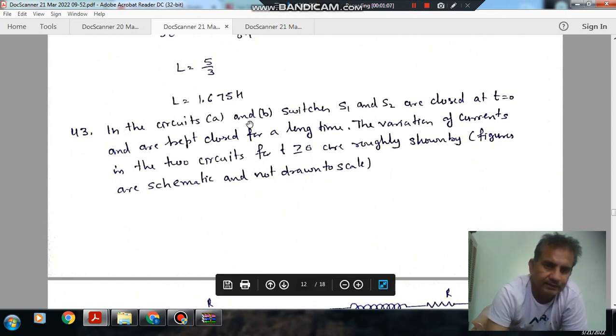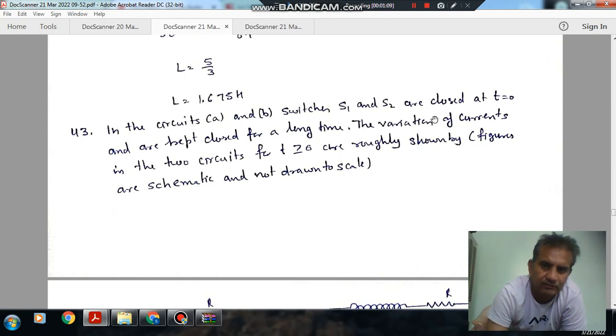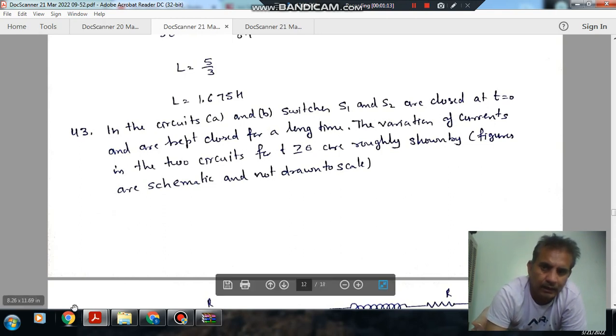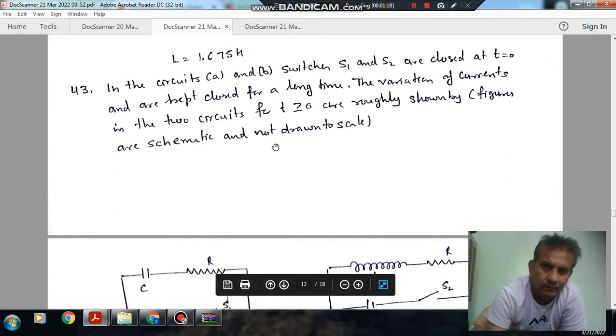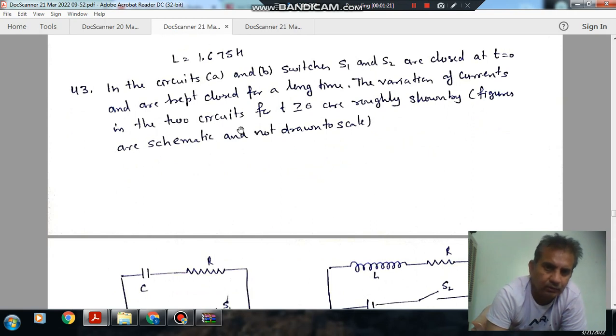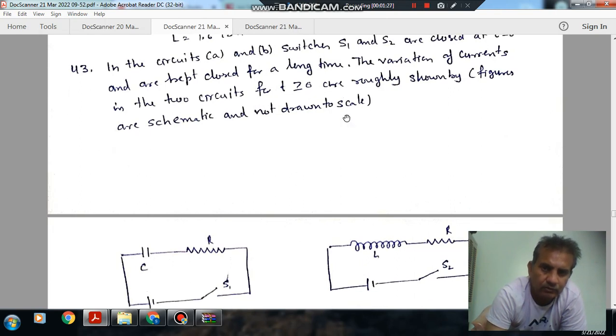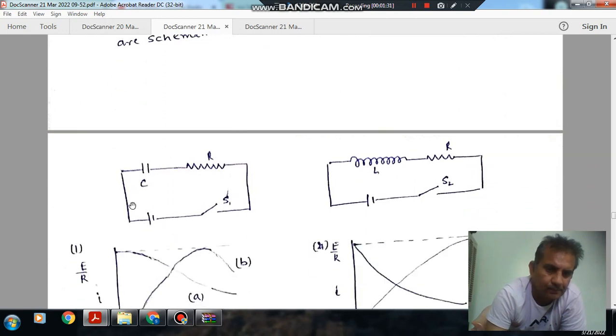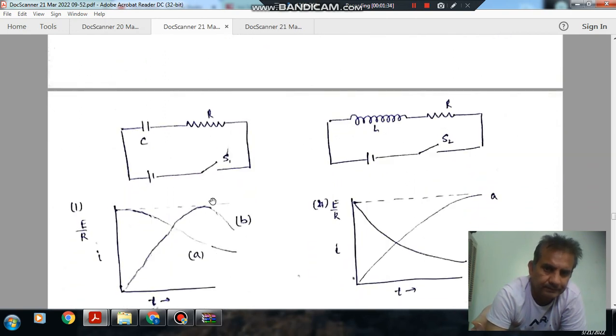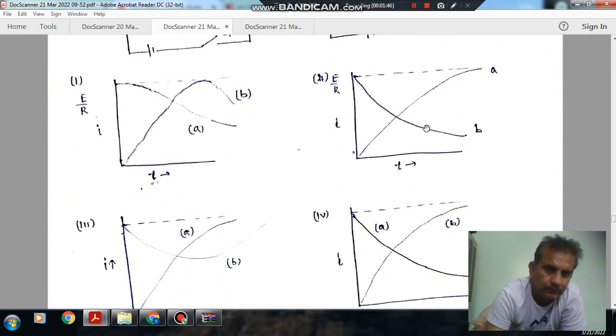Next, in circuits A and B, switches S1 and S2 are closed at t equal to 0 and are kept closed for a long time. The variation of current in the two circuits for t greater than or equal to 0 is roughly shown by the figures. Figures are schematic and not to scale. So this is the circuit. Here is the capacitor, here there is resistance, here is the inductor, and here it is resistance. So these are the variations.